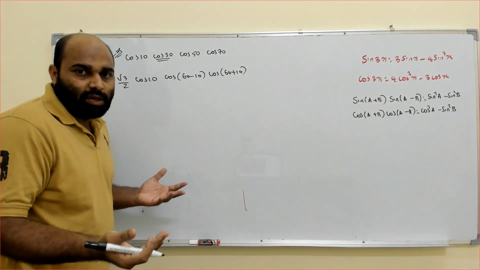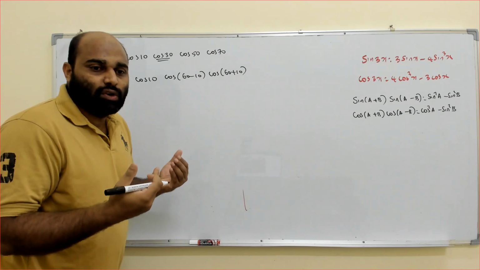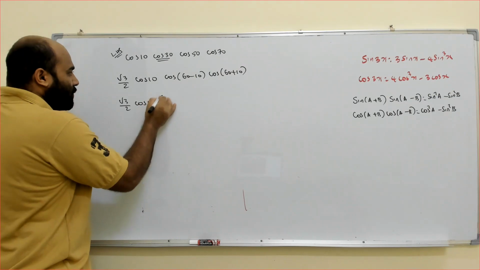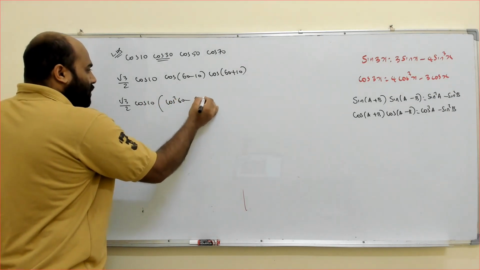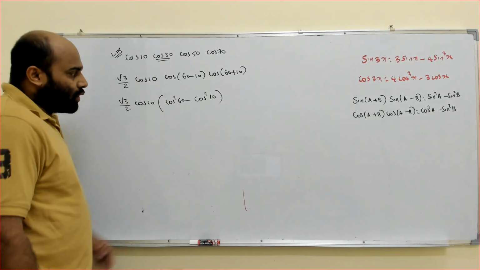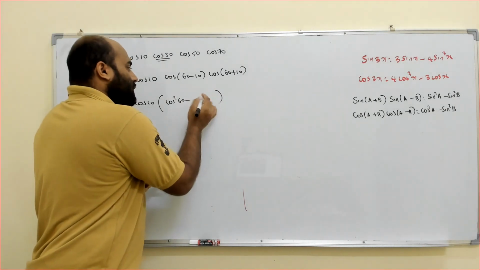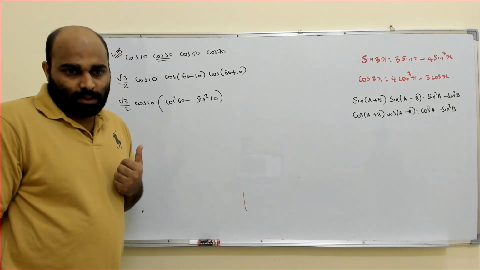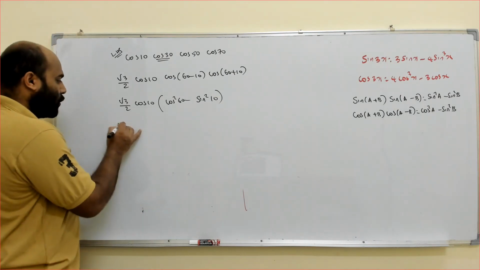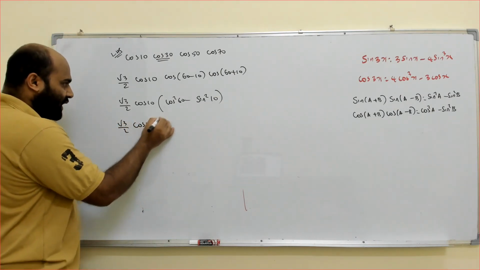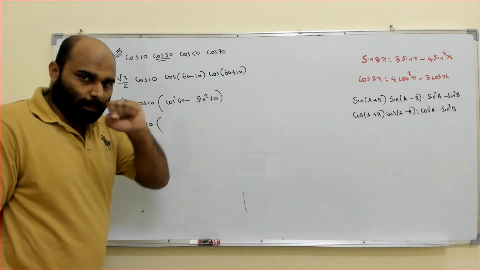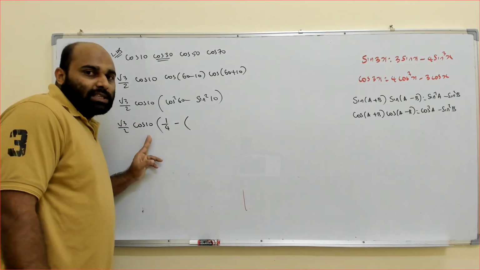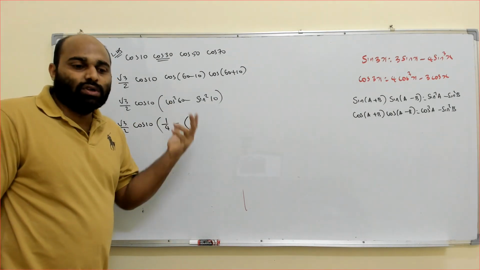Now cos a plus b into cos a minus b is cos square a minus sin square b. Don't forget, cos square a minus sin square b. So this can be written as cos 10 into cos square 60 minus sin square 10. Now we have to simplify this one. Root 3 by 2 cos 10 into, what is cos 60? Cos 60 is 1 by 2, so 1 by 2 square is 1 by 4. Don't forget, cos 10 is there to take inside, but there is a sin. Sin we have to convert in terms of cos.